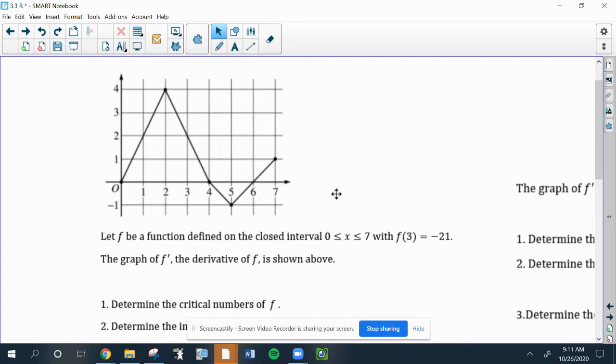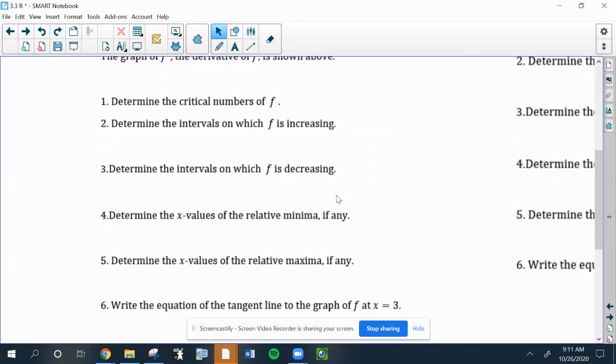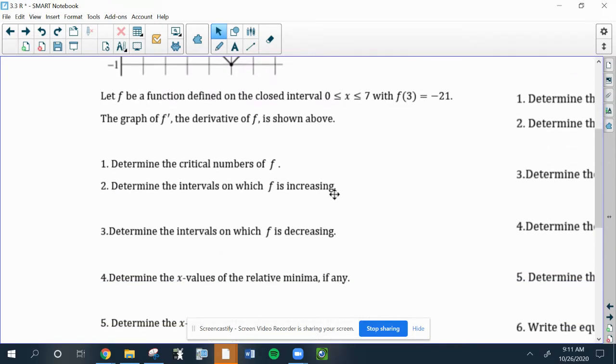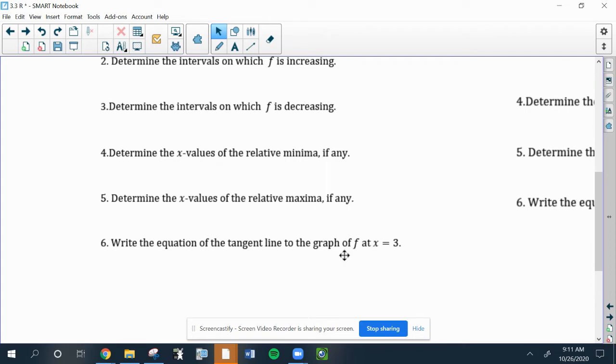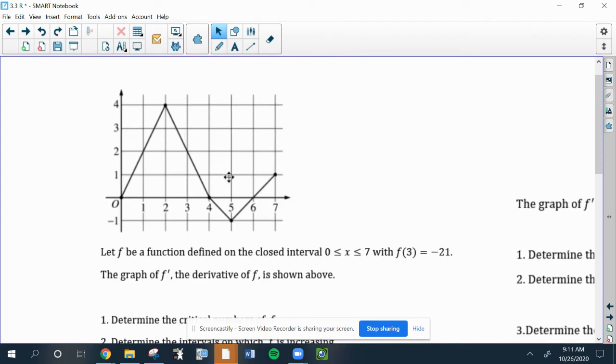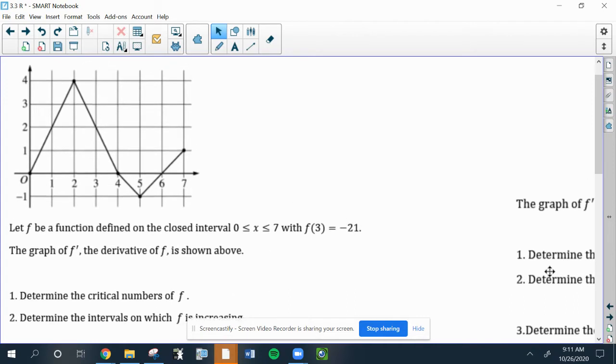So anyhow, the 6 questions we're going to be looking at are finding the critical numbers of F, figuring out where F is increasing and decreasing, the intervals, and then finding the X values of any relative mins and maxes, and then determining the equation of the tangent line at X equals 3. So here we go.